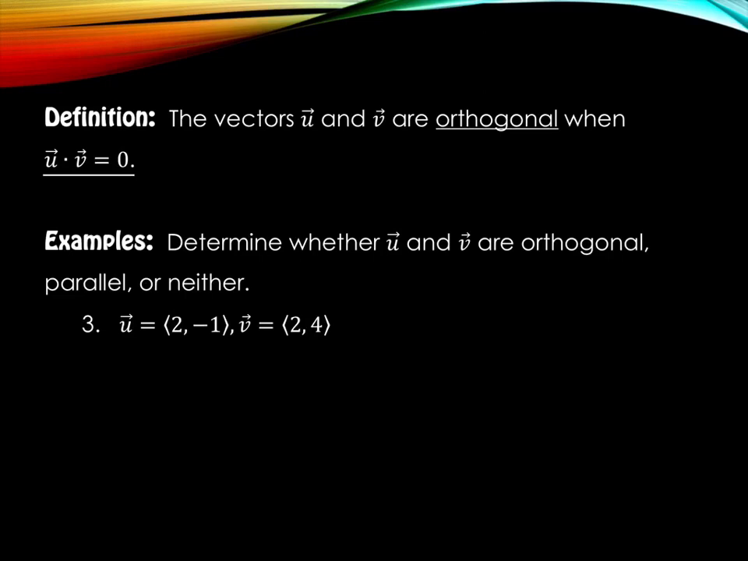The word orthogonal means perpendicular, but it's used when we're talking about things in 3 dimensions. That's when you usually see it used. So right next to the word orthogonal, perpendicular. So we have 2 vectors, u and v, that are orthogonal or perpendicular when u dot v is 0.